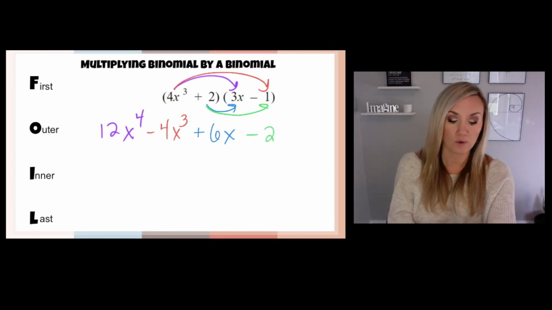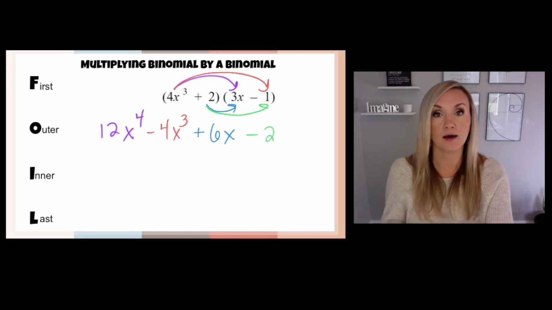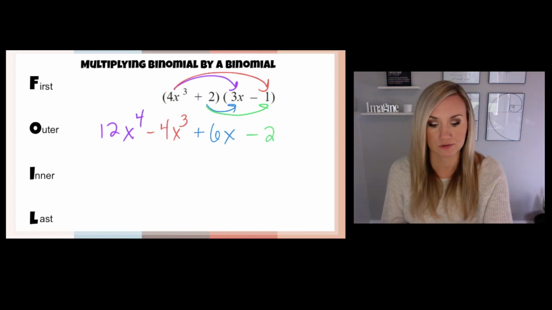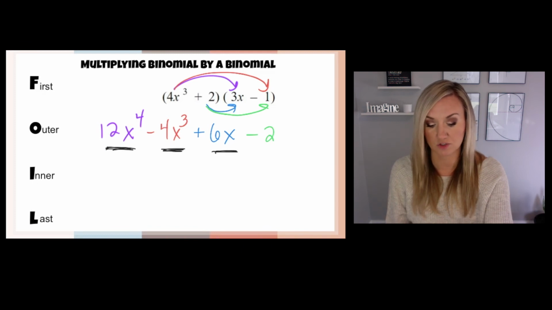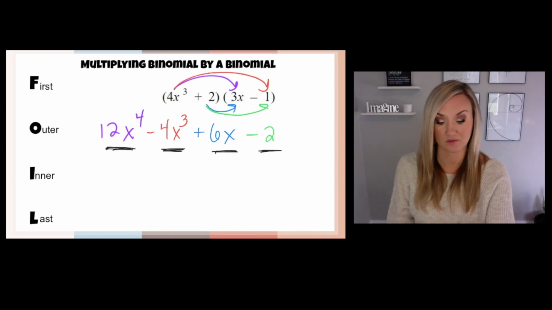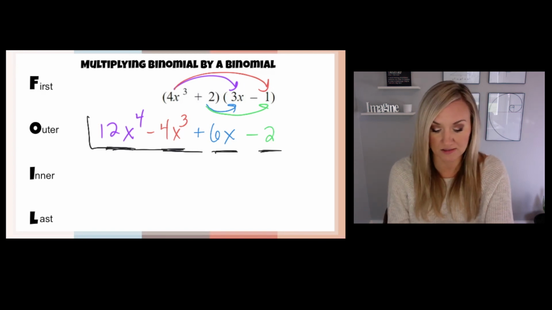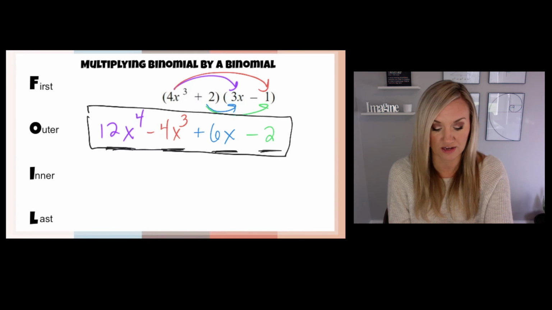All right, so what do you notice with our multiplied answer here? Well, we don't have any like terms. Do you see that? This one is x to the 4th, this one's x to the 3rd, this one's just an x, this is just a constant, negative 2. We don't have any terms to combine. And so when that happens, this is your final answer.